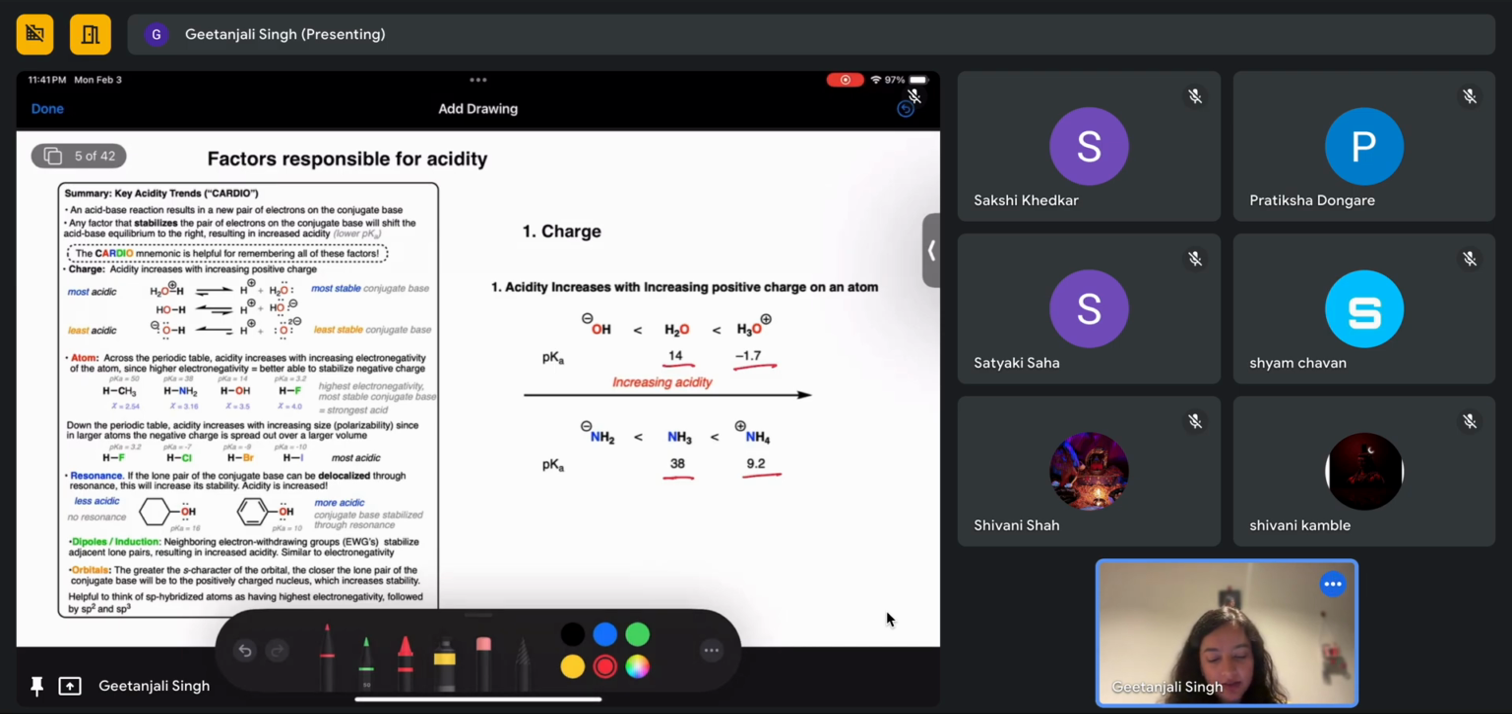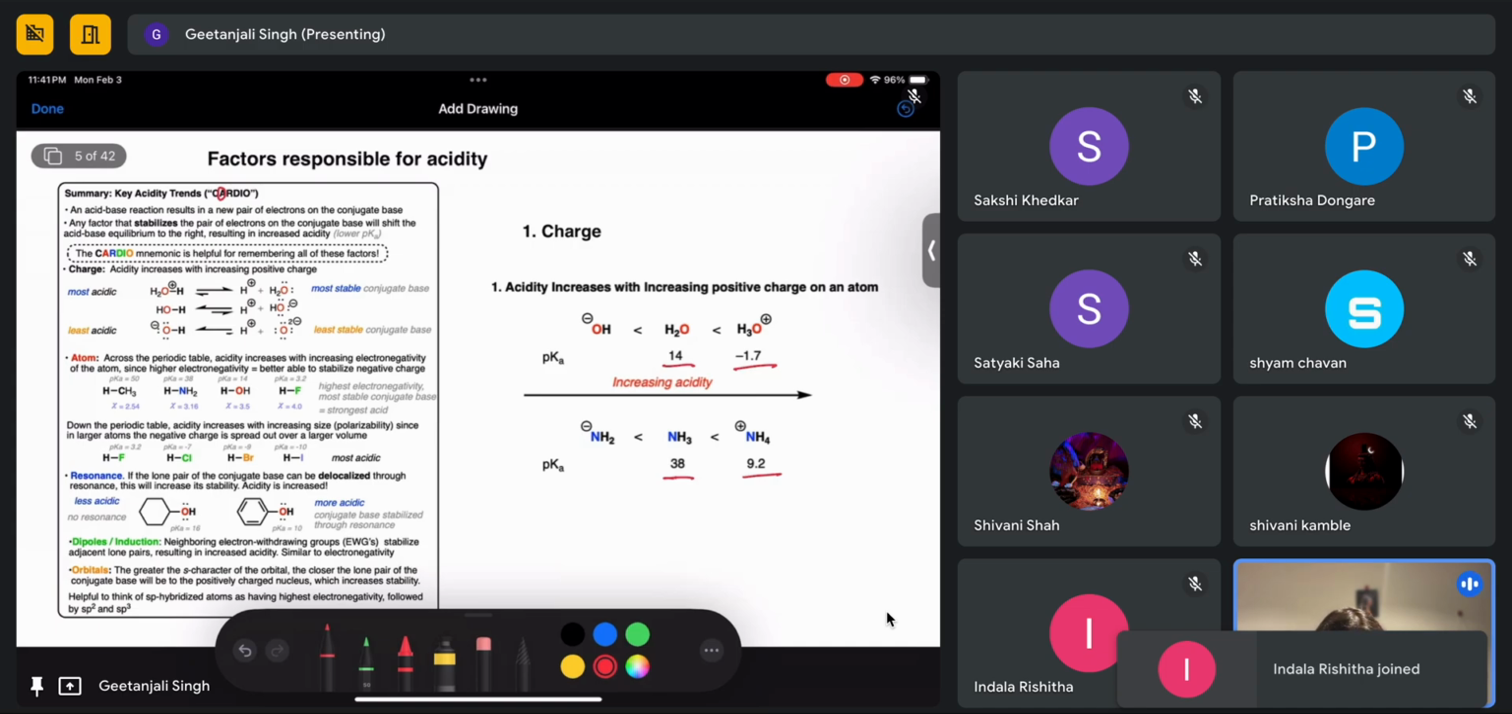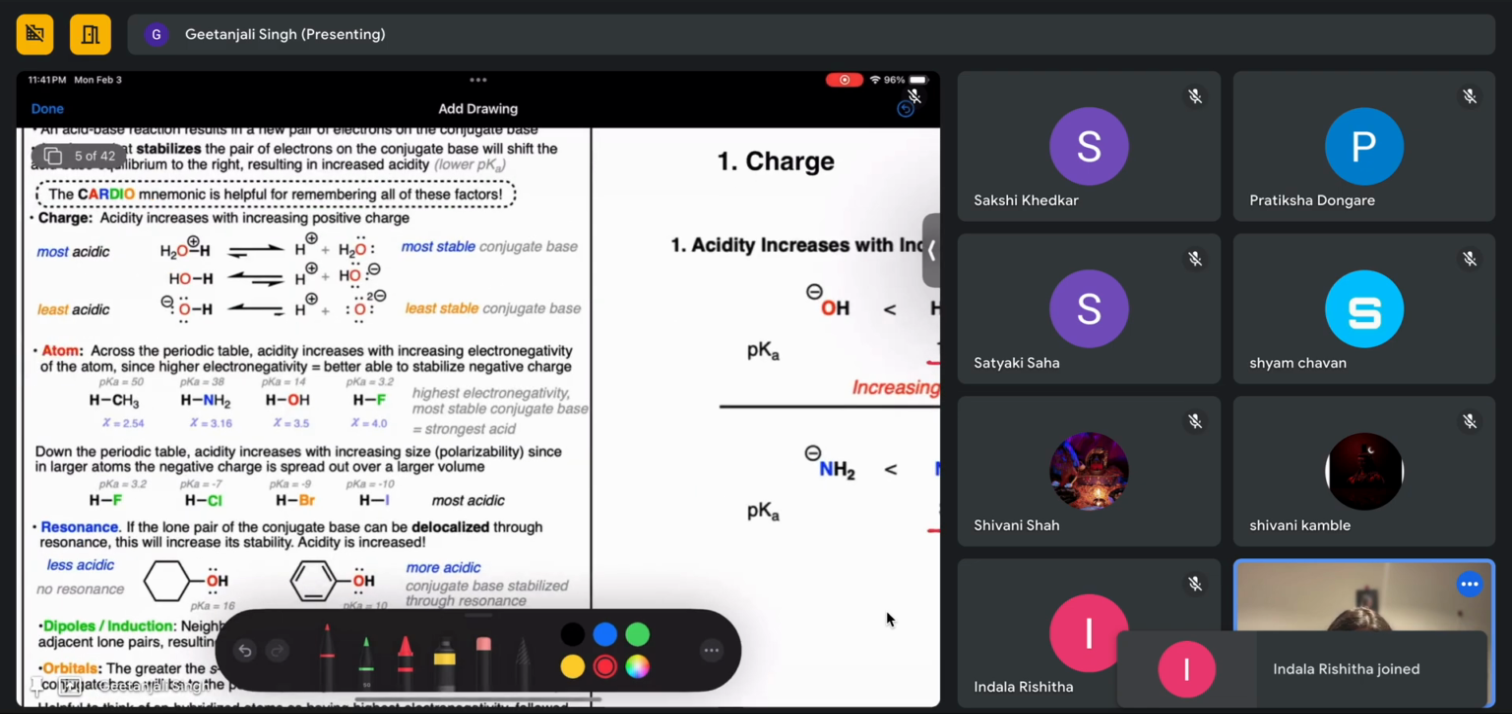The second factor from CARDIO is atom, this A for atom. Now, as we know, electronegativity increases the acidity. Why is that so? Take an example here. They have taken this carbon, nitrogen, oxygen, and fluorine example. You see the chi value, the electronegativity, increases from carbon as we move towards nitrogen, oxygen, and fluorine. I'm saying fluoride because after HF, after losing H, it becomes F minus. That's why I'm saying F.